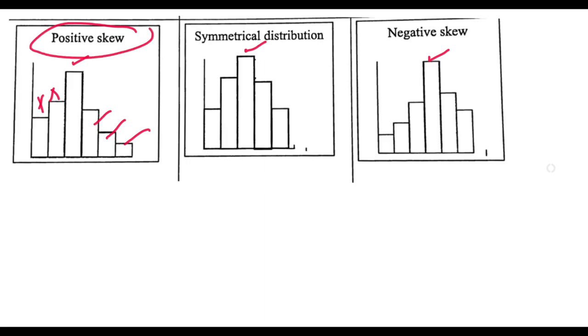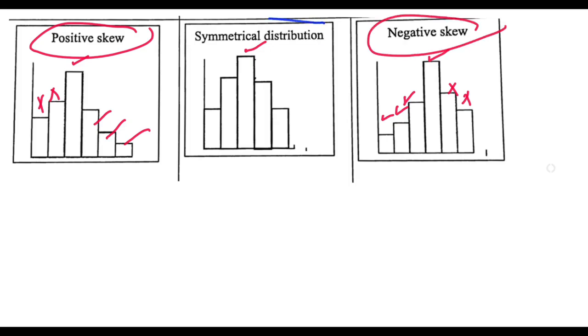Now again see which side has the longer tail in this histogram. A longer tail to the left: you can see this side is only 2 bars, this side we got 3 bars. So the longer tail to the left means negative skew, left skewed.